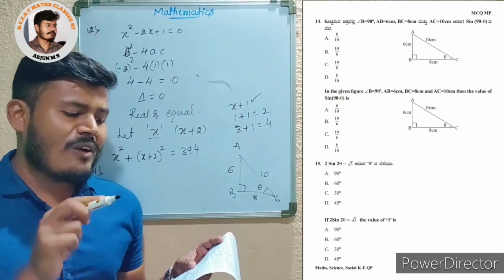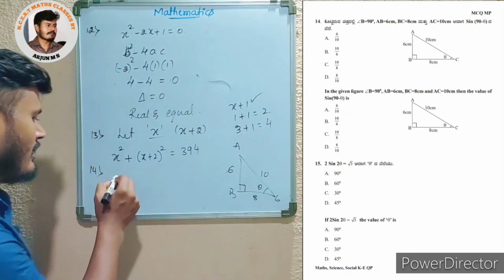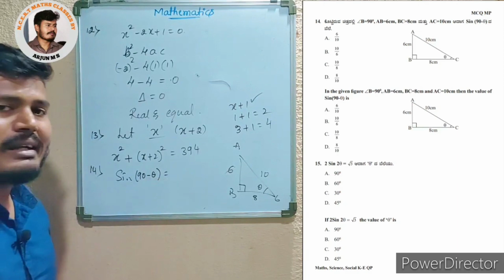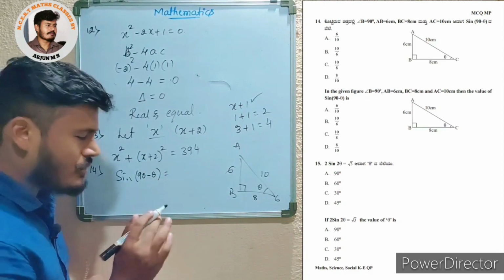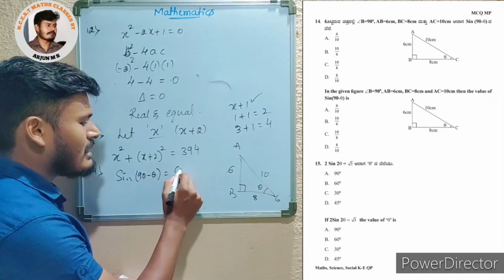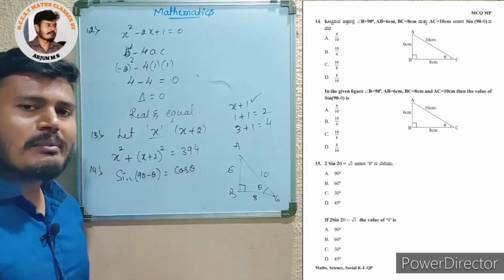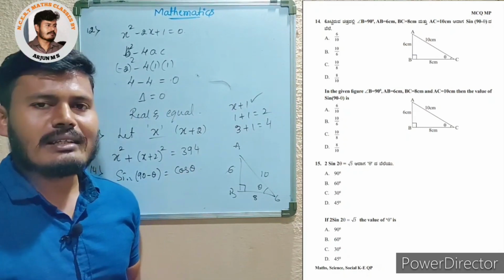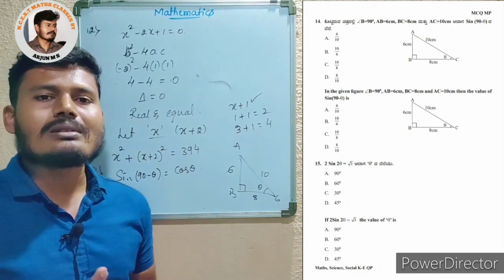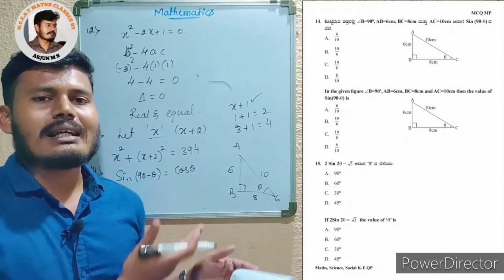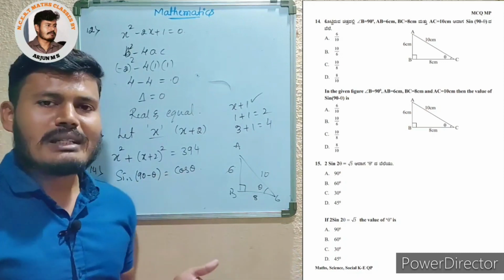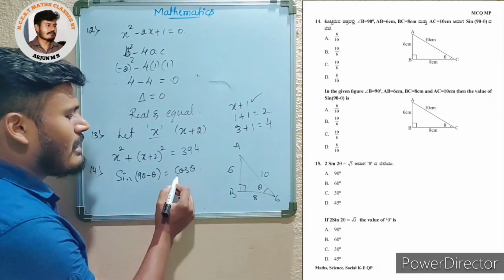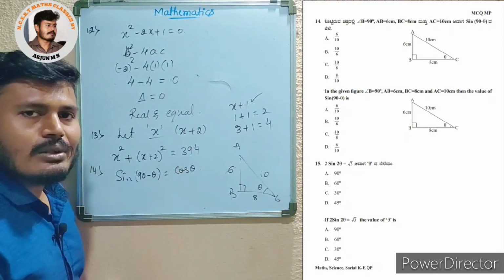Then the value of sine of 90 minus theta is... This is according to complementary angles or complementary ratios. Sin of 90 minus theta is equal to cos theta. Cos of 90 minus theta is equal to sin theta. Secant of 90 minus theta is equal to cosecant theta. Cosecant of 90 minus theta is equal to secant theta. Cot of 90 minus theta is equal to tan theta. Tan of 90 minus theta is equal to cot theta. We already know about these rules. So on that particular rule, sin of 90 minus theta is equal to cos theta.